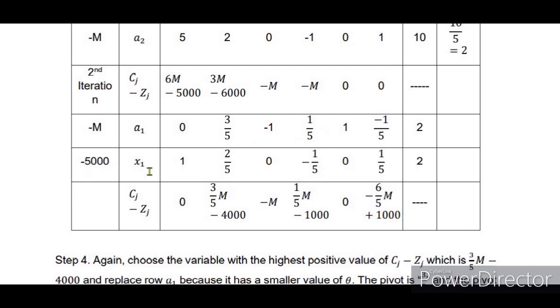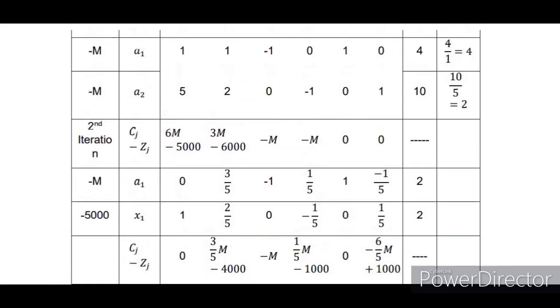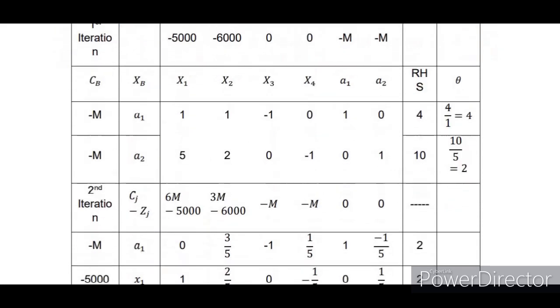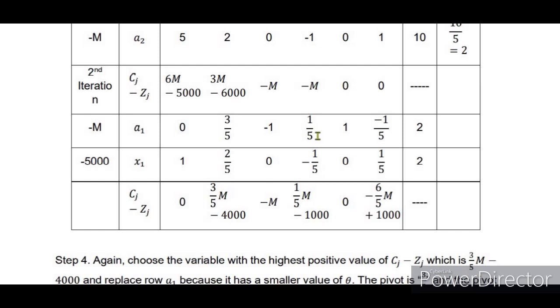And negative 5,000 multiplied by negative 1/5 is equal to 1,000. So negative 1/5 m plus positive 1,000. So we will now subtract that from this, which is 0. So 0 minus negative 1/5 m plus 1,000 is equal to 1/5 m minus 1,000.